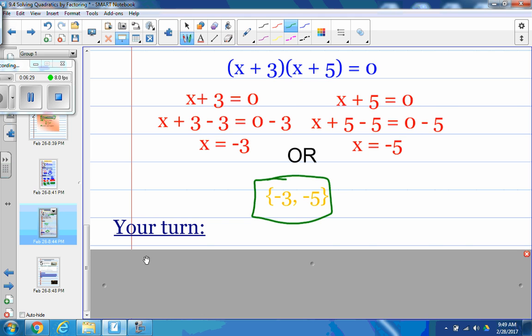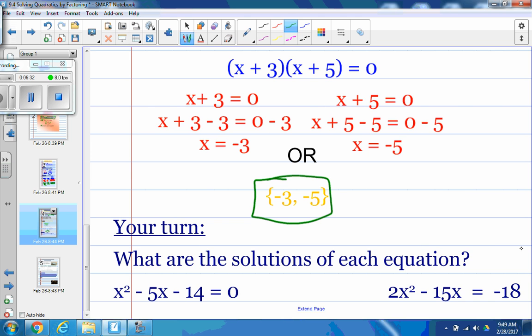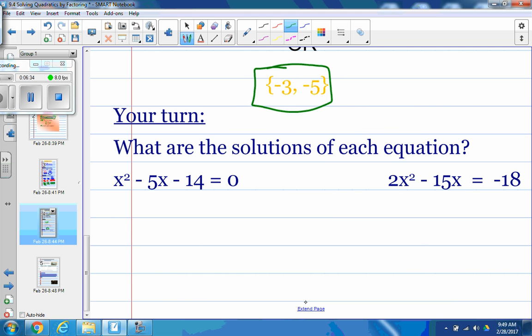So why don't you try it? I have two examples. Choose at least one of them. Well, why don't you try both? Try both and pause it. And then I'll go through them in just a sec.